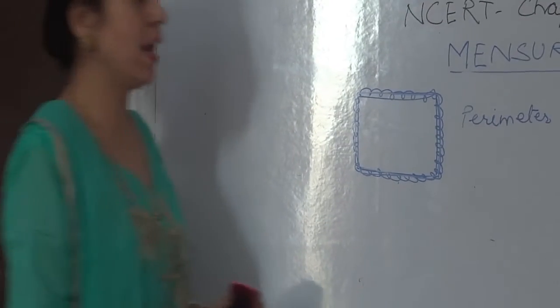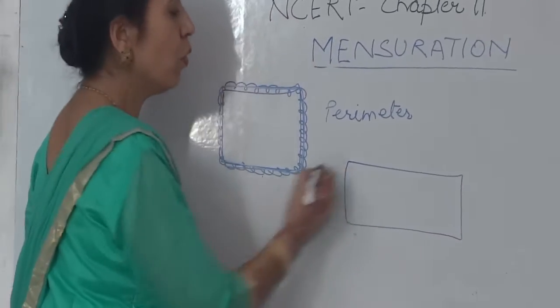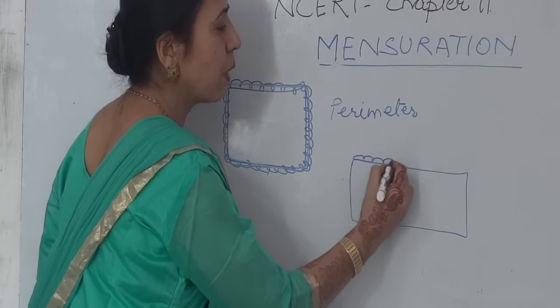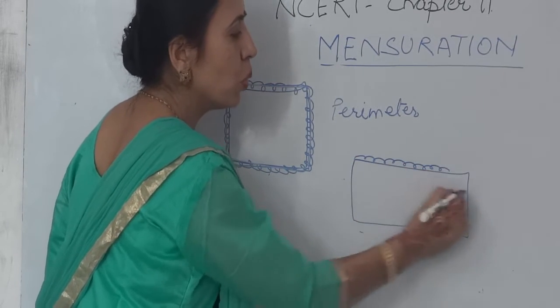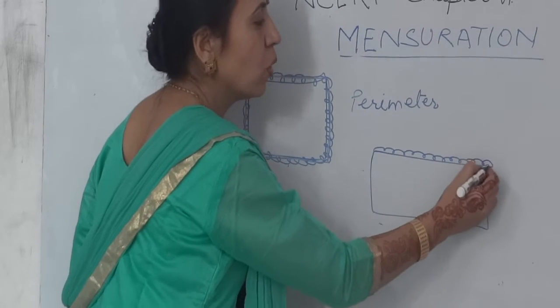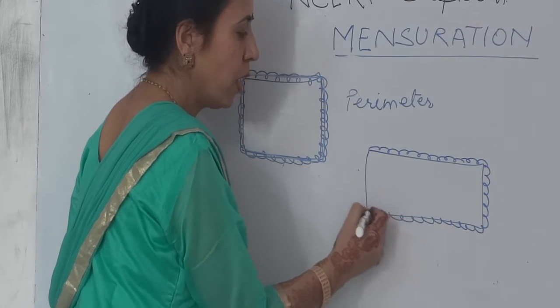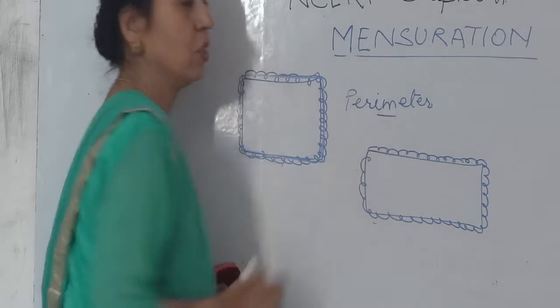This is not always land. Suppose we have a tablecloth. We want to make lace around it. Now the lace is not going to cover the whole area of this tablecloth. We are talking about the boundary of the tablecloth. So we are dealing with the perimeter.